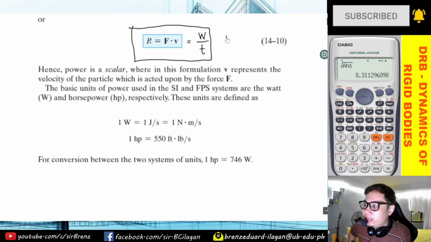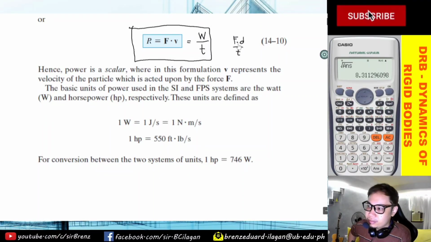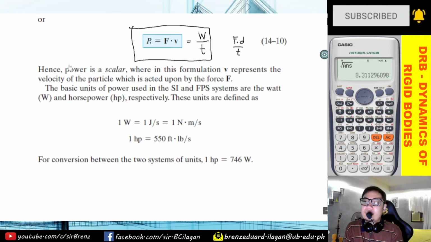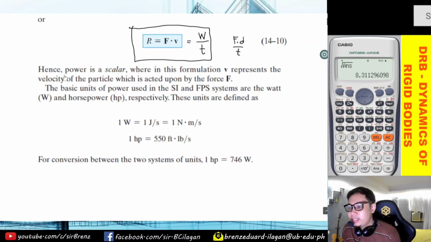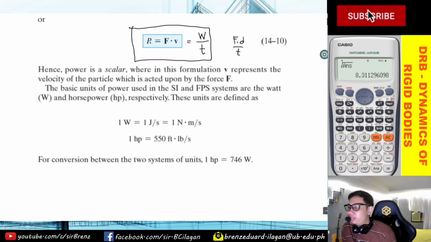Alam naman natin na yan ay equal sa force, ano ko na lang dito, force times distance over time. Ayan. So, minsan kahit unit lang, hindi mo sa ulo yung equation or yung formula, mapapalabas mo yung power. Hence, power is a scalar where in this formulation, V represents the velocity of the particle which is acted upon by the force F. Ayan.